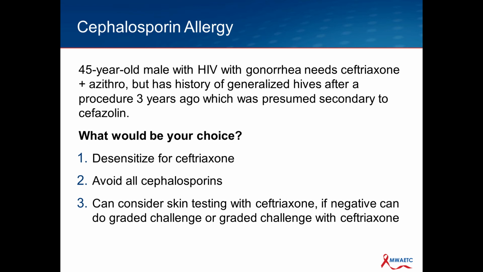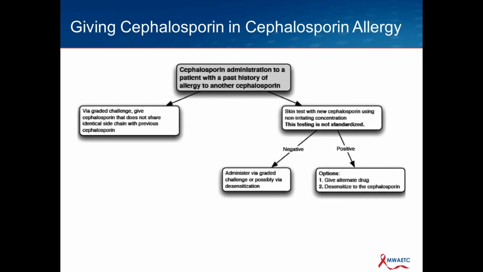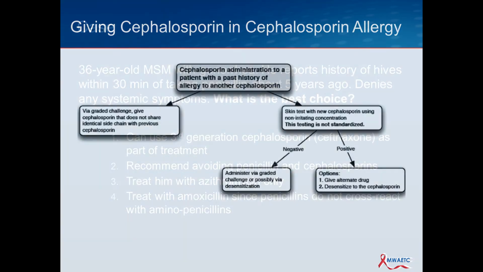If it is positive, it is helpful not to challenge them. If it is negative, it suggests that he may not have the IgE-mediated hypersensitivity with the ceftriaxone, and we challenge them. So again, cephalosporin administration to a patient with a history of allergy to cephalosporin: simply do the graded challenge with a cephalosporin that does not have the same R chain, or do the skin test. If it is negative, you can do the graded challenge. If it is positive, you can either give an alternate drug or desensitize to the cephalosporin.